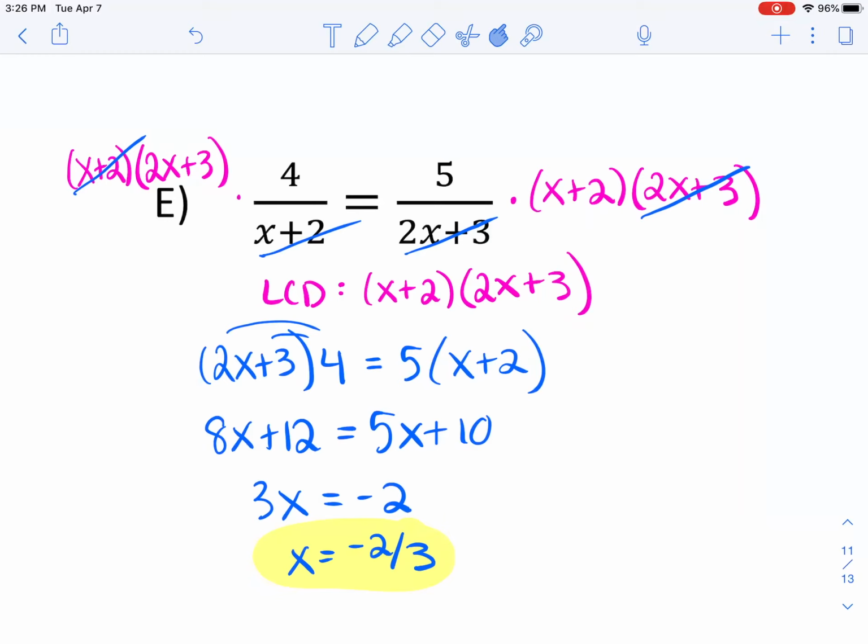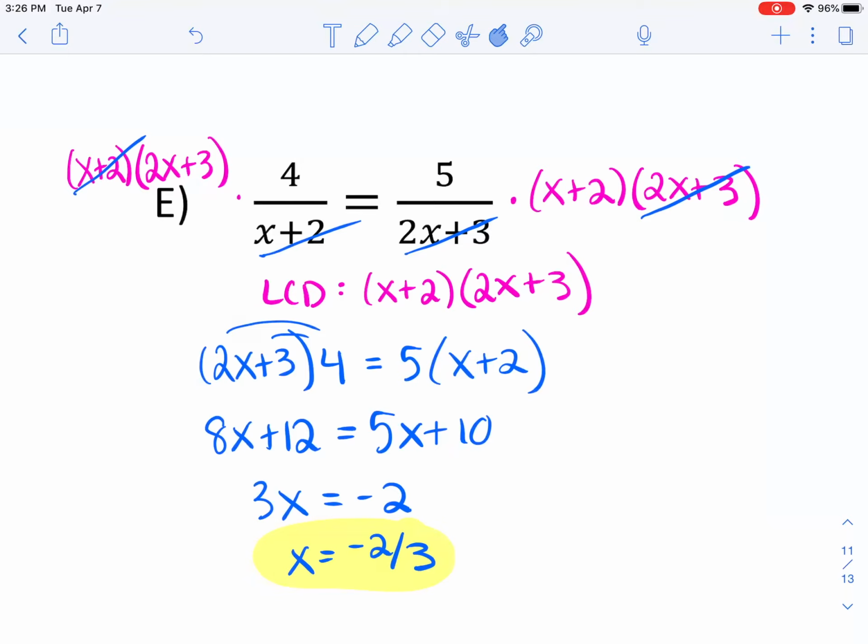In part E, our LCD is x plus 2 times 2x plus 3. So you're going to multiply both sides by that LCD. The x plus 2's cancel on the left, and the 2x plus 3's cancel on the right. So what you have left is 2x plus 3 times 4 equals 5 times x plus 2. Distribute the 4, you get 8x plus 12. On the right-hand side, distribute the 5, you get 5x plus 10.